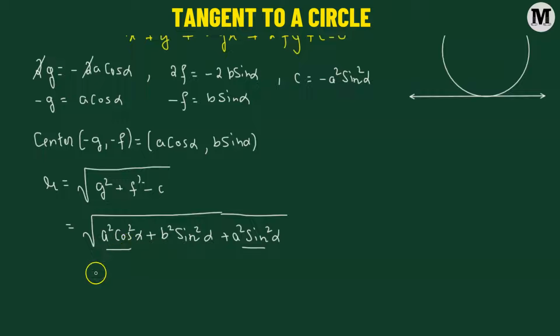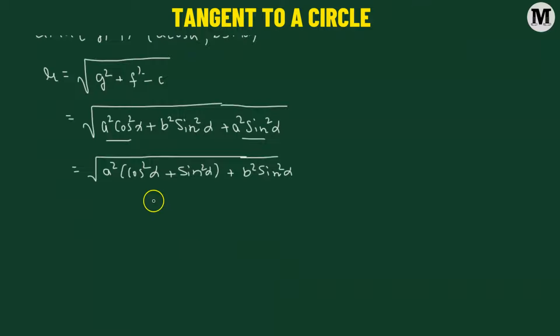Here if we take a squared as the common factor, then a squared will get multiplied to cosine squared alpha plus sine squared alpha. And then we have the second term, that's b squared sine squared alpha. Now, cosine squared alpha plus sine squared alpha is a standard identity with the value equal to 1. So that means our radius is going to be the square root of a squared plus b squared times sine squared alpha. So this is going to be the radius of the circle.